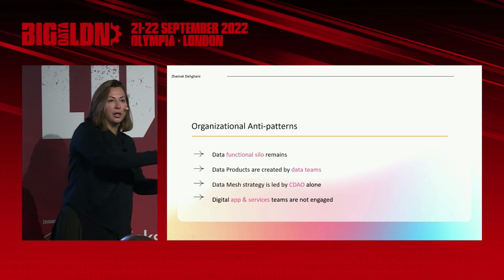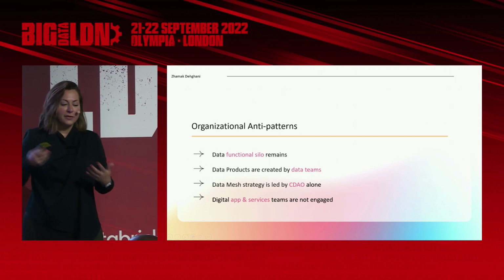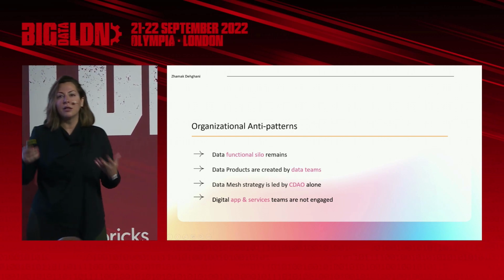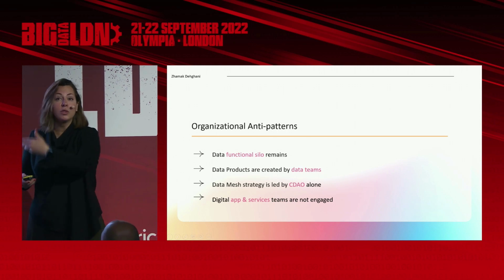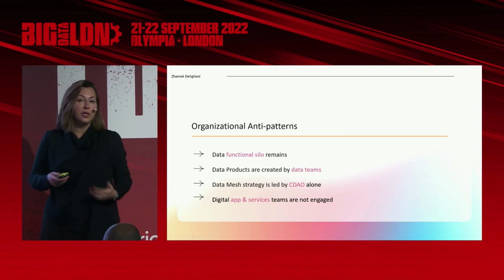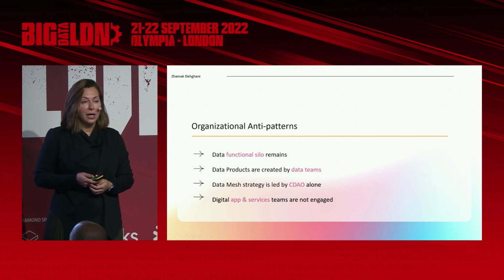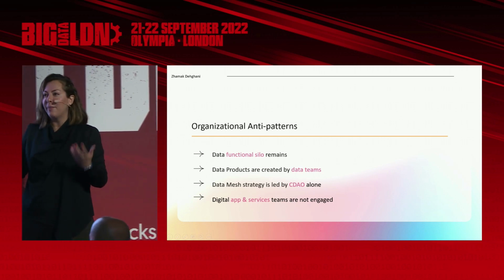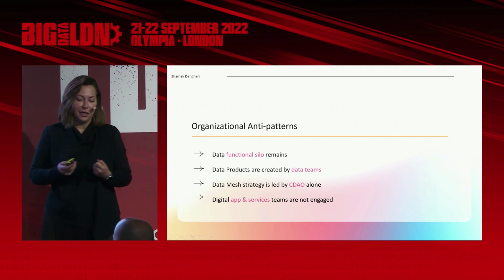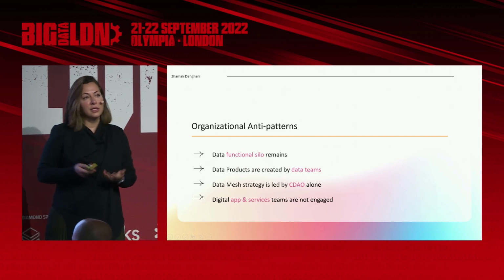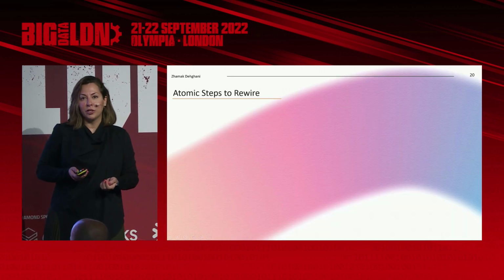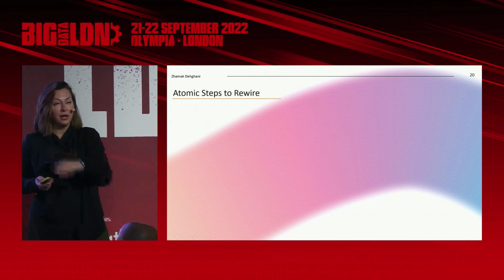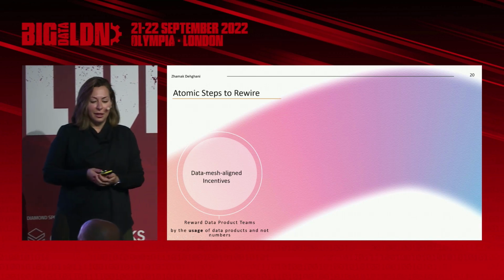On the socio part of it, the organizational side, I've seen data mesh initiatives still siloed to the data department. It's still a strategy owned, driven, and budgeted by the chief data officer or chief data analytics officer. The digital app and services teams are still fairly oblivious to what's happening in terms of sharing data and taking ownership of the data. And this is perhaps natural. This is perhaps where we are in that spectrum of evolution. So what are those atomic steps that we can take to get to that target state of decentralized data sharing?